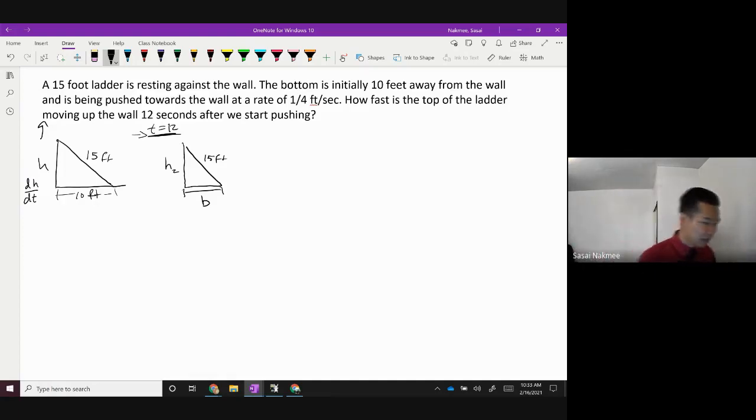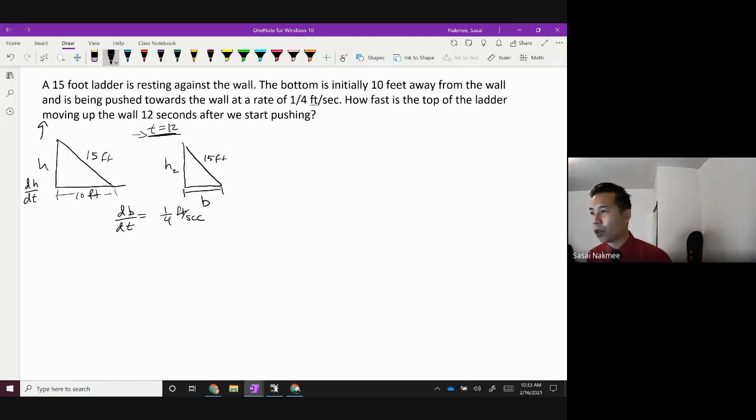So we're told that dB/dt is equal to 1/4 feet per second. And this is where I'm going to let you guys know, without any arrows or anything, this is going to be wrong. dB/dt is not 1/4 feet per second. It's actually going to be negative 1/4 feet per second.